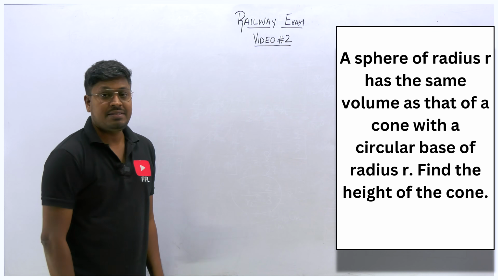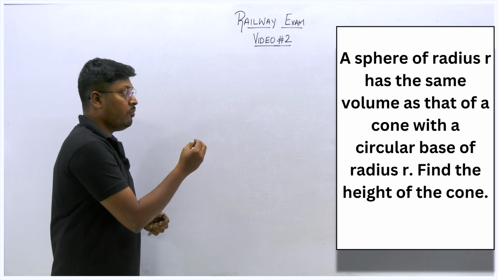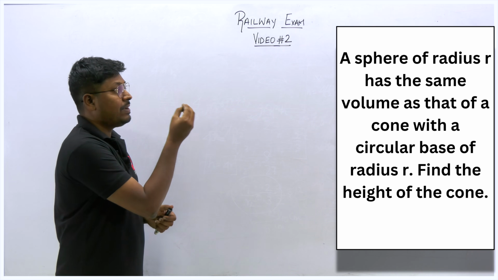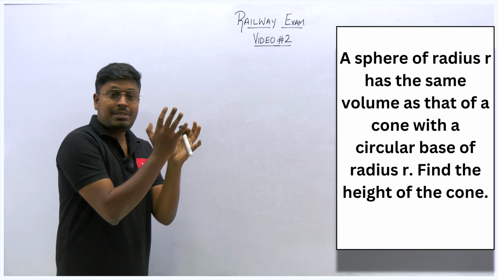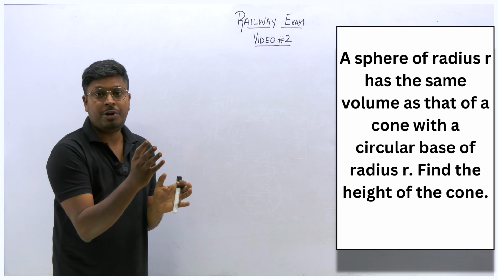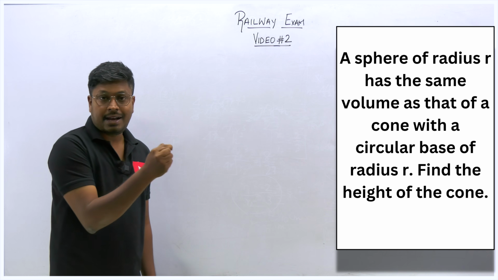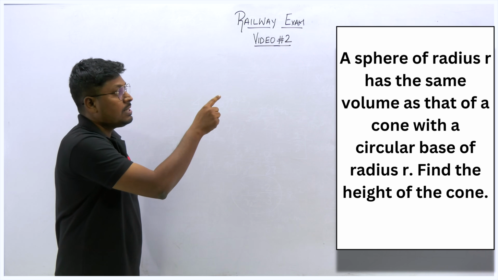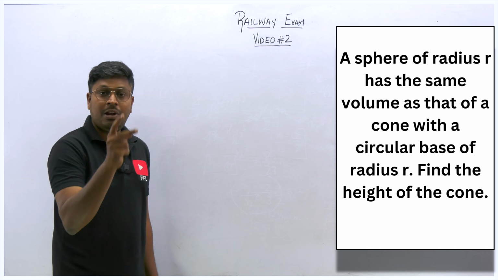So here is the last question. A sphere of radius r has the same volume as that of a cone. So what they are saying is, a sphere of radius r has the same volume as that of a cone. Which means both volumes are same, right? So sphere volume as well as cone volume, both the volumes are same, with the circular base of radius r. Again, the radius is also same, right? So you can see the radius r, sphere of radius r. So both the radius is same, both the volumes are same.